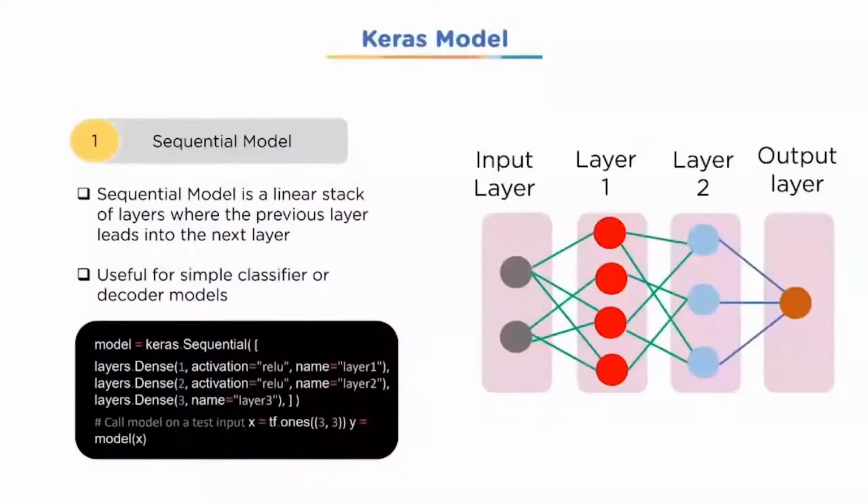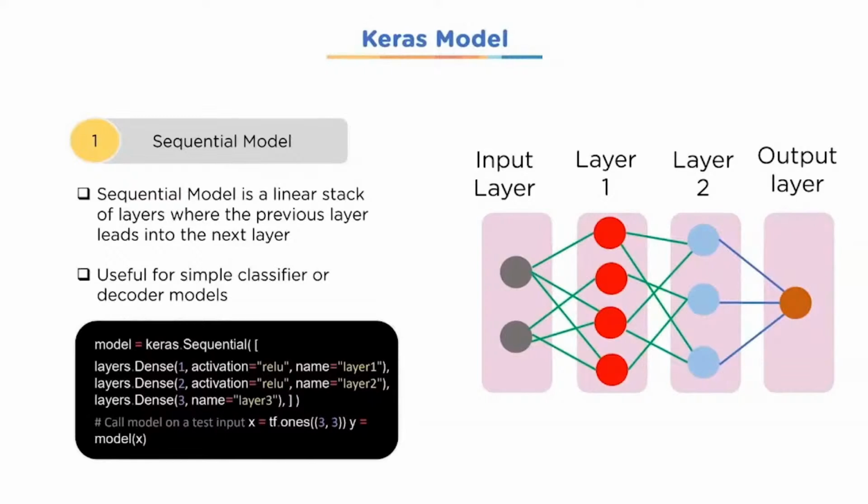So when we look at Keras models, we have a sequential model. Sequential model is a linear stack of layers where the previous layer leads into the next layer. And if you've done anything else, even like the sklearn with their neural networks and propagation and any of these setups, this should look familiar. You should have your input layer, it goes into your layer 1, layer 2, and then to the output layer. And it's useful for simple classifier or decoder models.